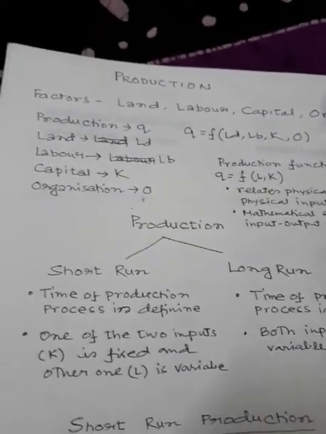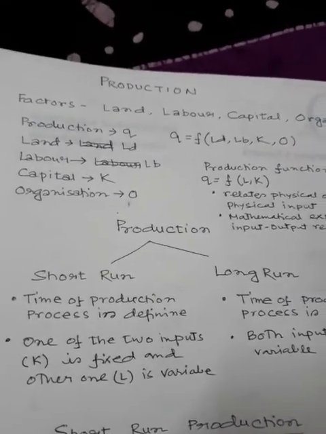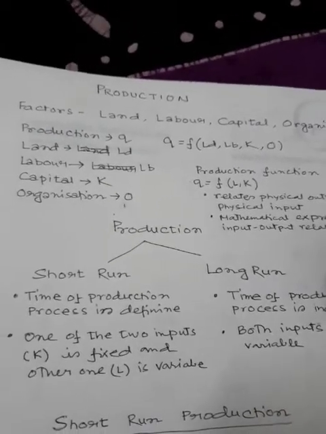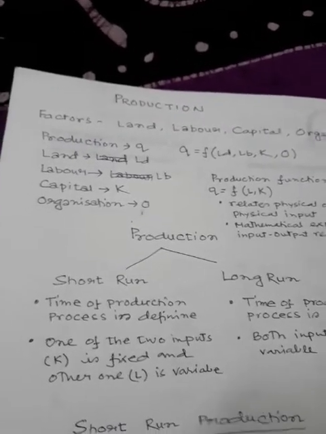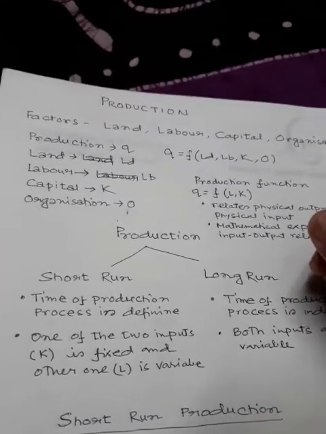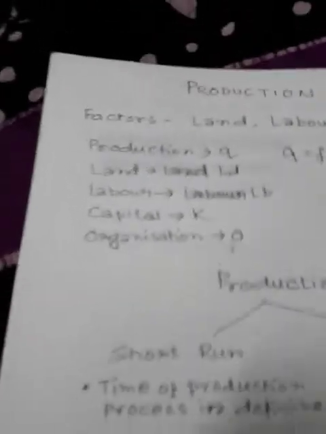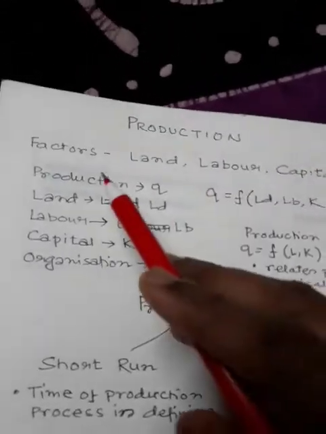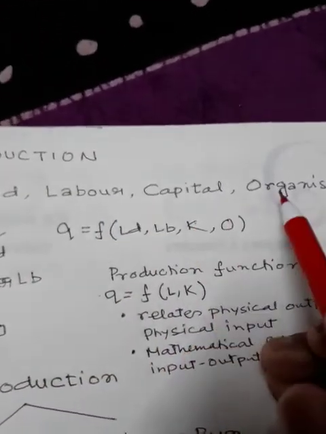Now, in my last class, I have already told you what we mean by production. I think you can remember that as per economics, goods or services can be defined as production if they are marketable or sellable. I have also told you that for production we need some factors. Here, these are the factors: land, labor, capital and organization.